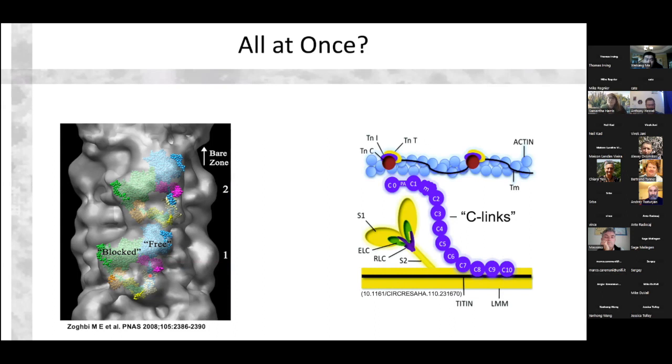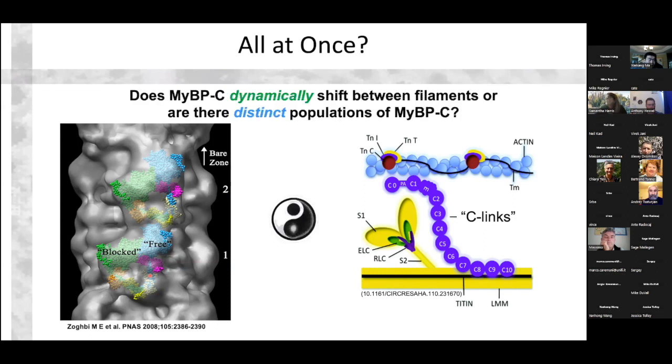So the question is, how do these occur, and does this happen? Are there different populations? Or are there dynamic shifts in the movement of myosin binding protein C heads in distinct populations? I can cut to the chase with this, is that we don't completely know the answer to this yet, but I think we're getting closer with some really, really exciting studies that are coming out.